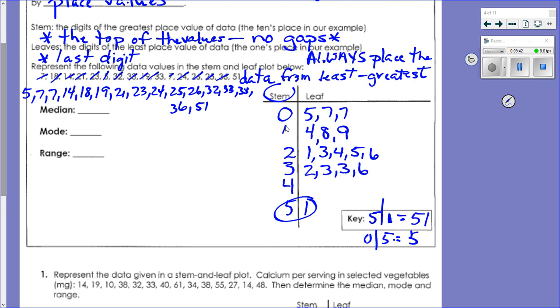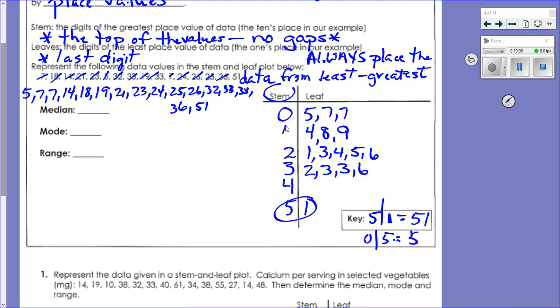Now, once I have my stem and leaf plot done, here's where the big advantage is. Median, mode, and range are all very easy to see now. Median. I taught my guys one method and Steve taught you guys to cross out. You can still do that. I'm going to show you an alternative way to do it mathematically.